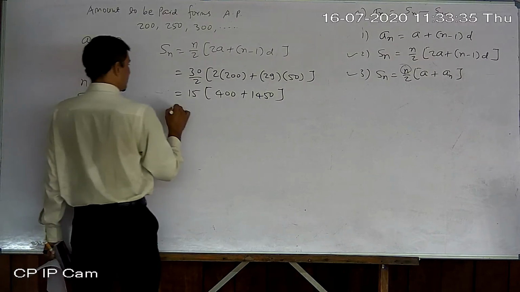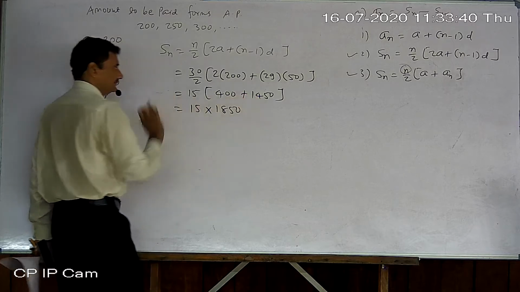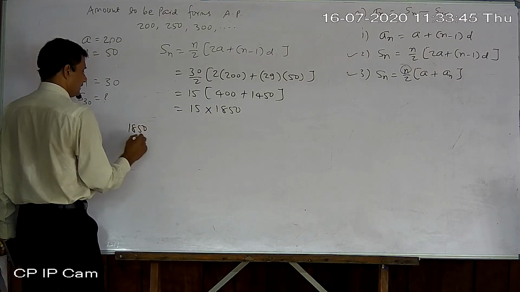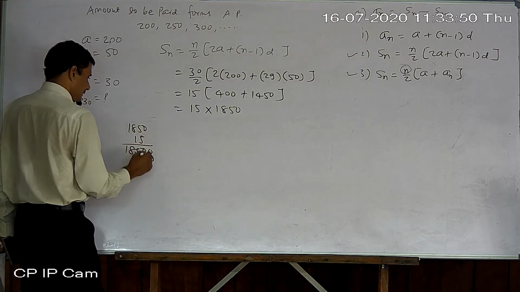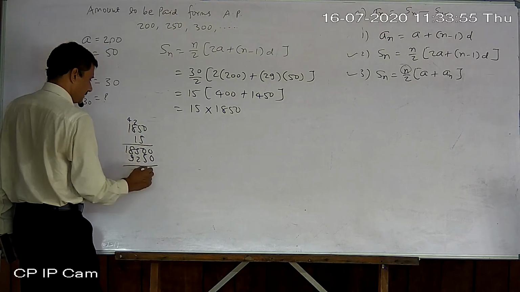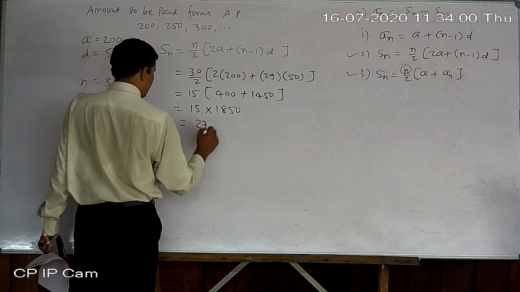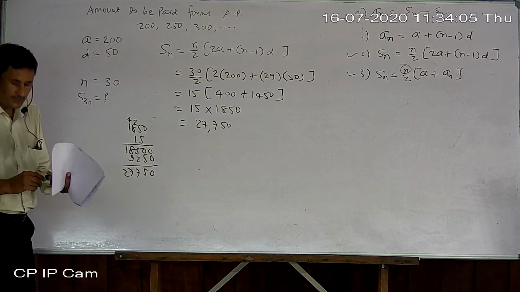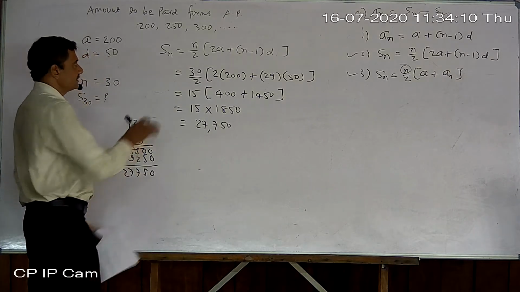Now make the total. So 15 into this will be 1850. Now multiply 1850 by 15, so it is 27,750 rupees. Now write down the statement. He has to pay rupees 27,750.